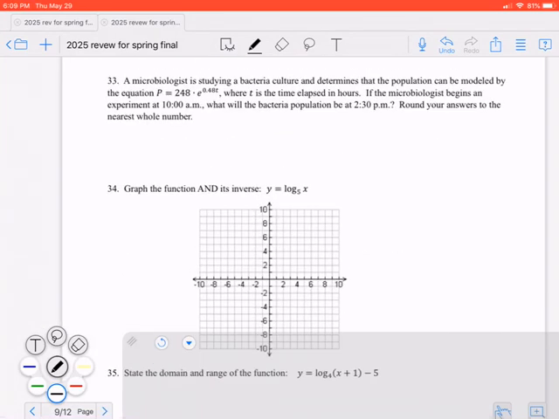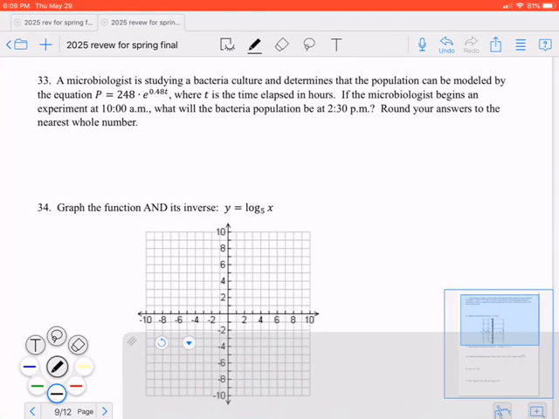Number 9. A microbiologist is studying a bacteria culture and determines that the population can be modeled by this equation. T is the time elapsed in hours. If the microbiologist begins an experiment at 10 a.m., what will the bacteria population be at 2:30 p.m.? Round your answers to the nearest whole number.